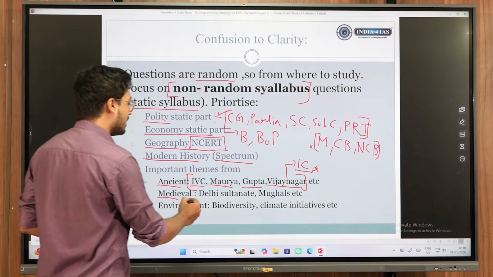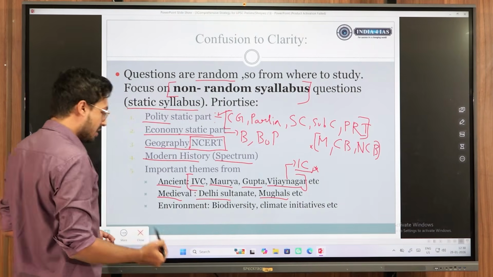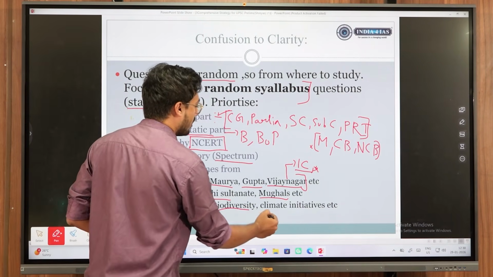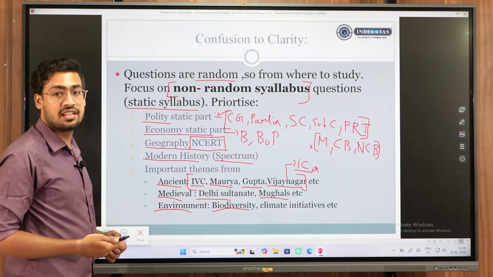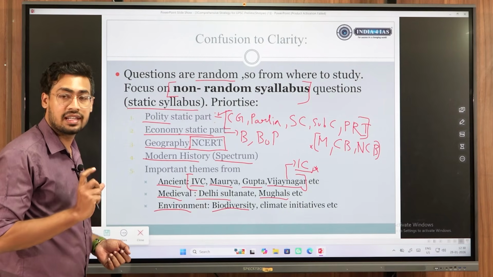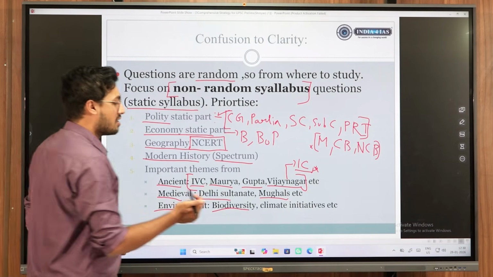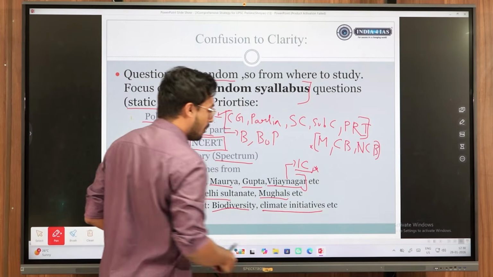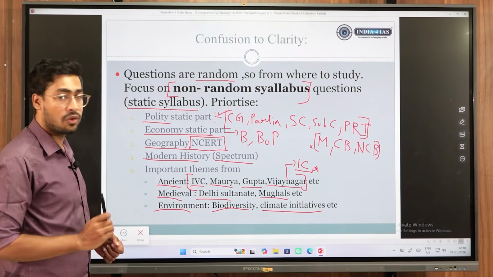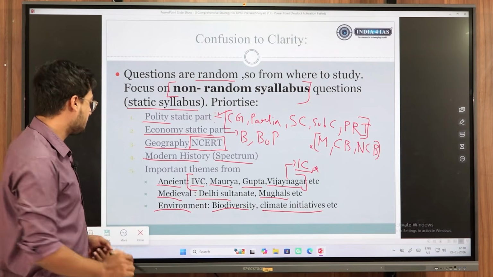Similarly, in medieval history we know that the Delhi Sultanate and the Mughals are important. Similarly, in environment it is biodiversity, such as which are the critically endangered species, and which are the species found in a particular national park or wildlife sanctuary, and so on. Similarly, climate initiatives. Every year or every other year, a good number of questions are asked on climate.